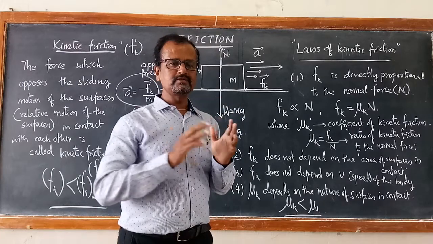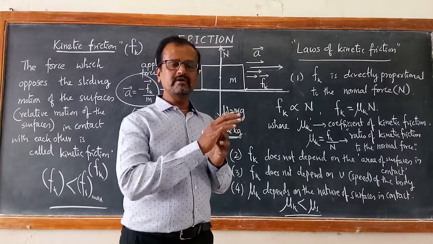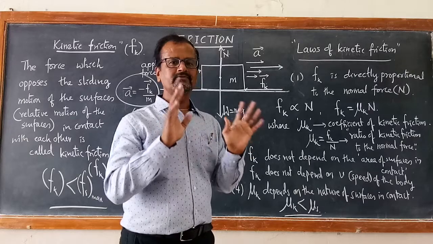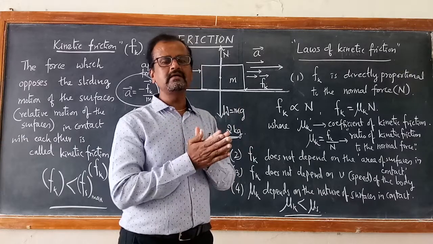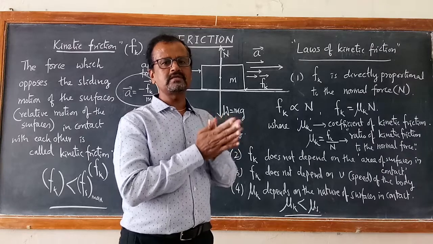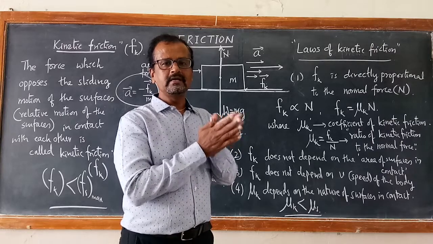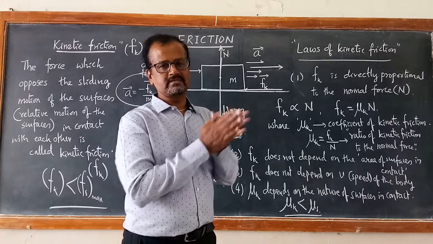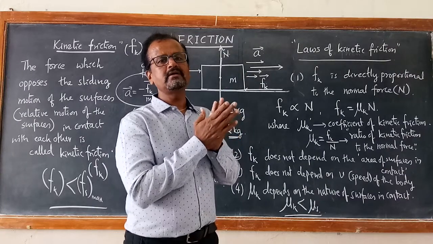Whether the speed of the body is large, or more or less, Fk takes the same value because it is the force of friction exerted between the two surfaces which are sliding one over the other. It depends only on the nature of the surfaces, not the speed of the objects.